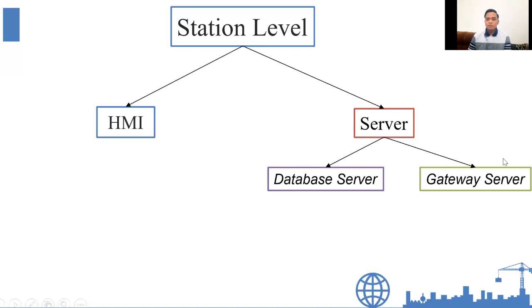So it's a gateway server. The gateway server is responsible for communicating outside of the substation, for example to a master station, to manage operation of all substations in a specific geographical area. The SCADA application database is also configured in the gateway server.